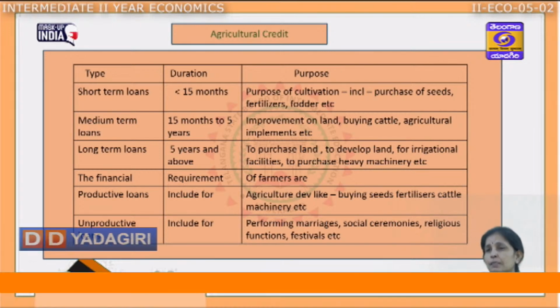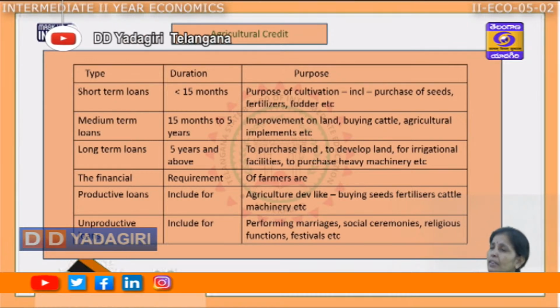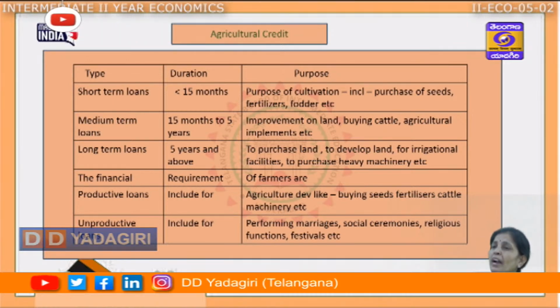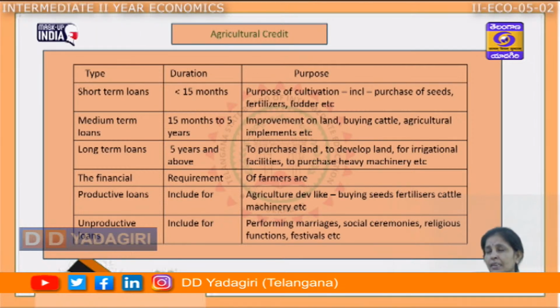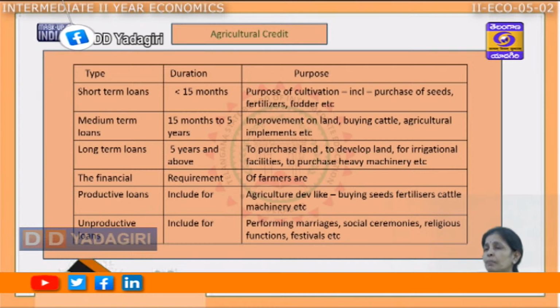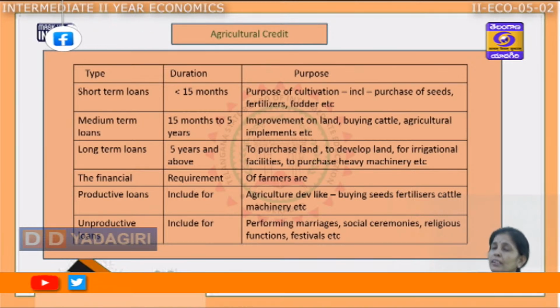A loan that runs beyond 5 years we consider to be a long-term loan. They require this to purchase land, for modernization of the land, to develop irrigational facilities, and to implement heavy technology to increase agriculture production. They require this kind of loan.